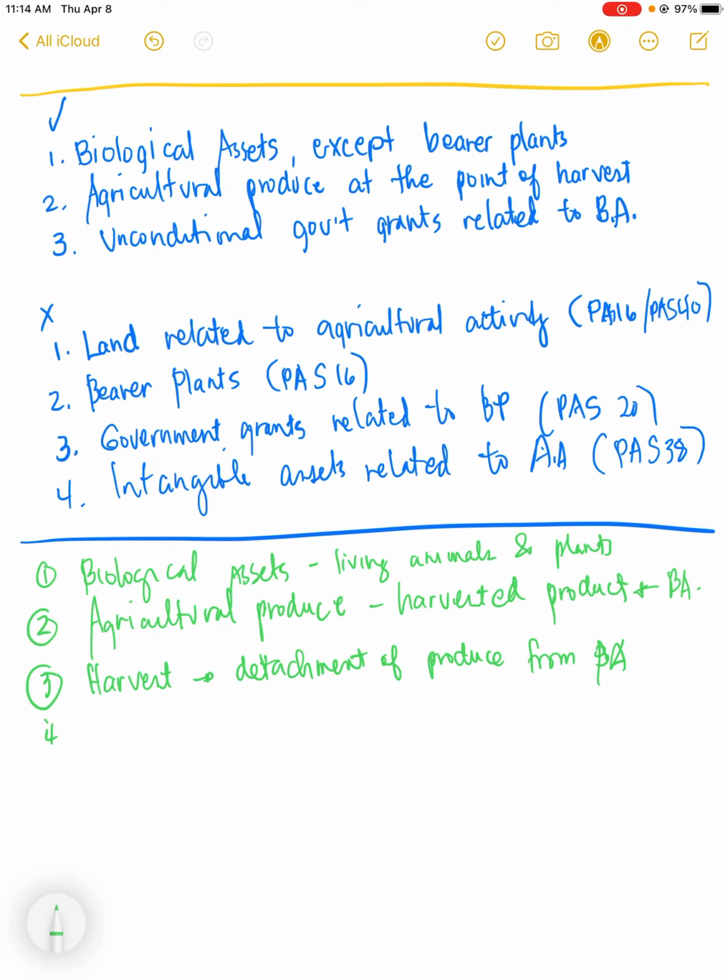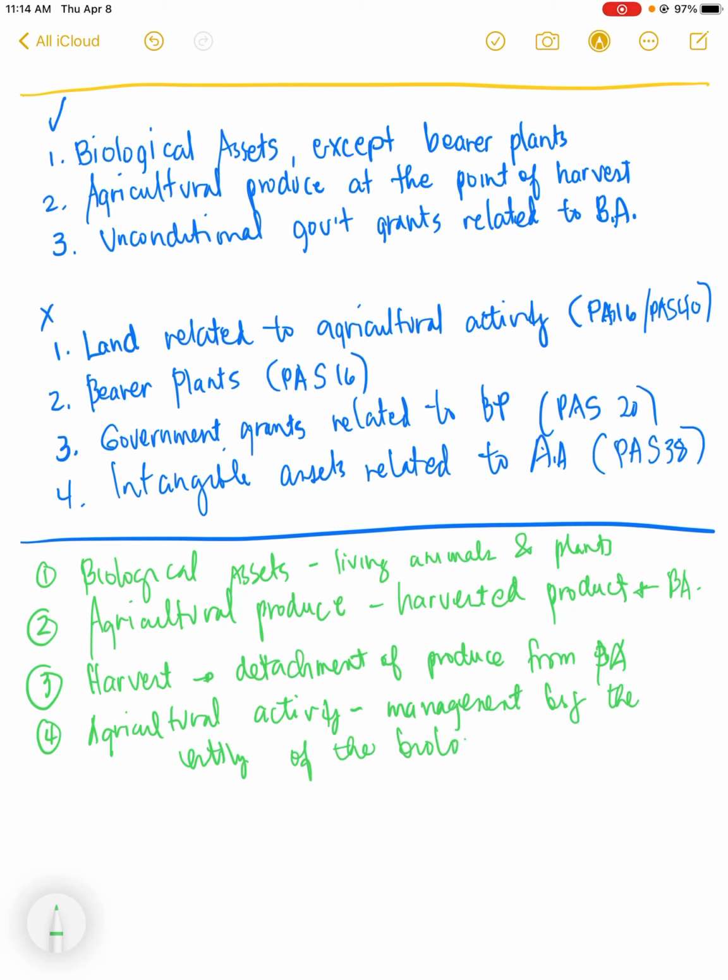Aside from that, let us define also agricultural activity. Yung agricultural activity naman, it is actually the management by the entity of the biological transformation or harvest. So, ano pong ibig sabihin ng biological transformation? Di ba? Meron tayong mga alagang hayop.